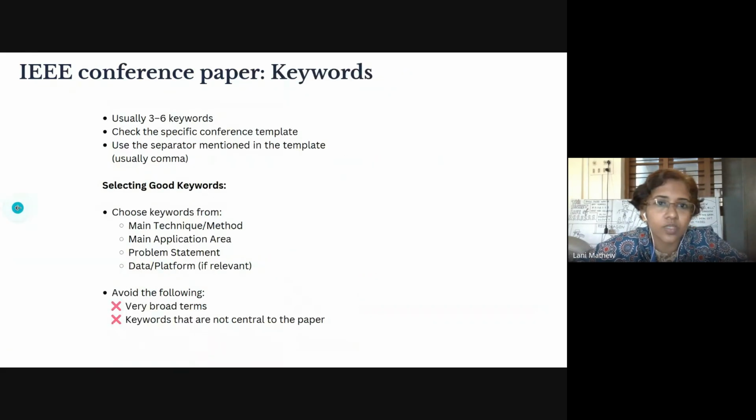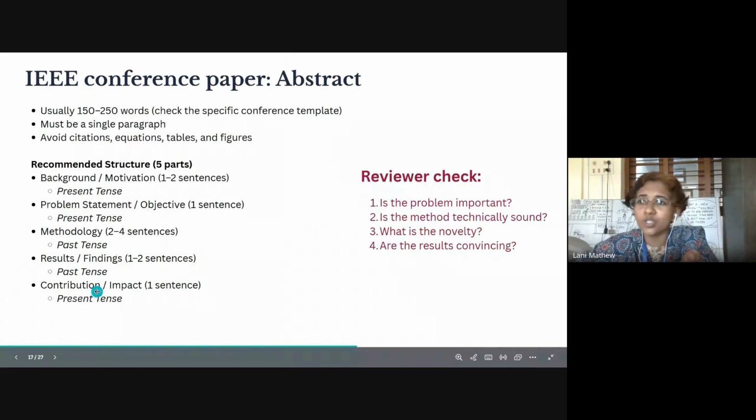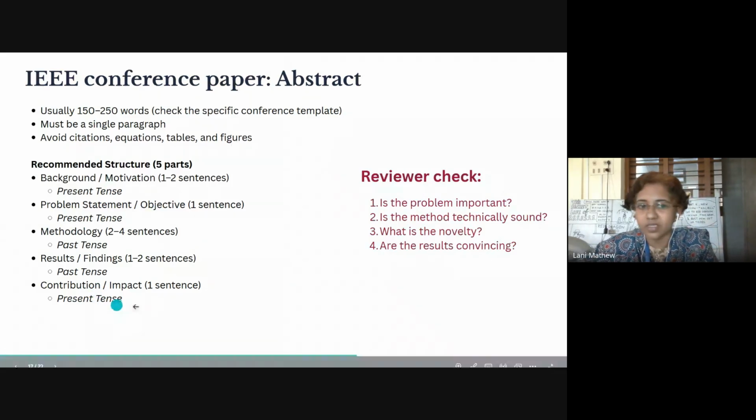I'll just go through this again. In your abstract, did you notice this? Your background and motivation should be given in the present tense. The problem statement is also in the present tense. All the grammar that we studied is used here. Then the methodology, because when you write a paper, you've already done the work, so you use the past tense. The results are in the past tense. Your contribution or impact is in the present tense.